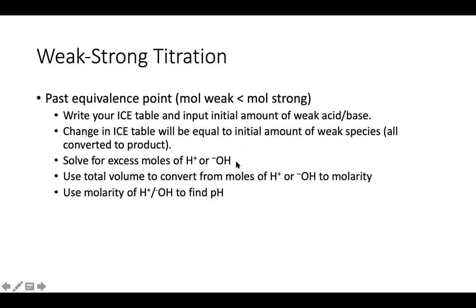2 moles of OH minus 1.5 moles of H plus would give us 0.5 moles of excess hydroxide. You're just solving for how much excess there is. Once we have excess moles, we're going to divide it by the total volume to convert it into molarity. And then lastly, based on our molarity of H plus or OH minus, we can solve for pH directly, or if we have hydroxide, we can solve for pH indirectly by first finding our pOH.